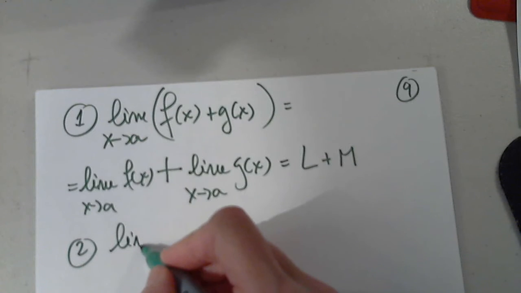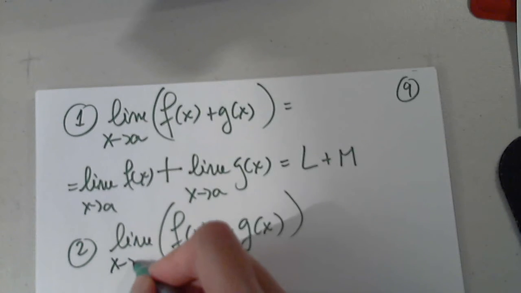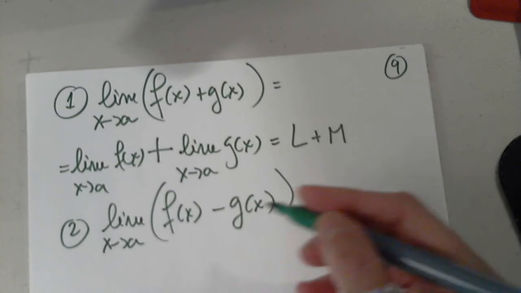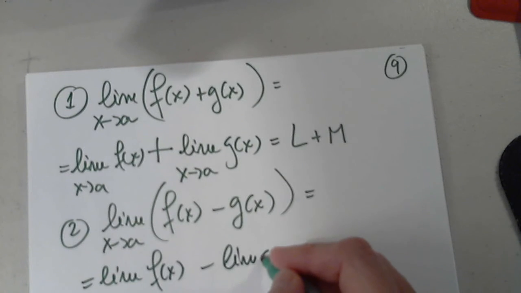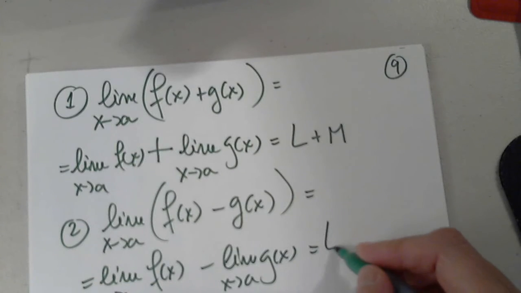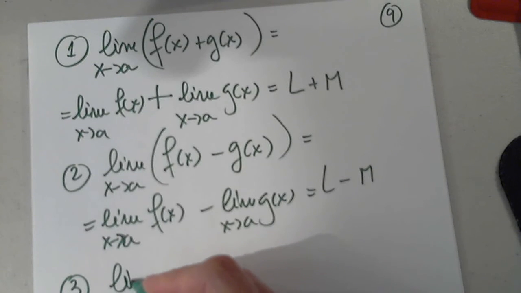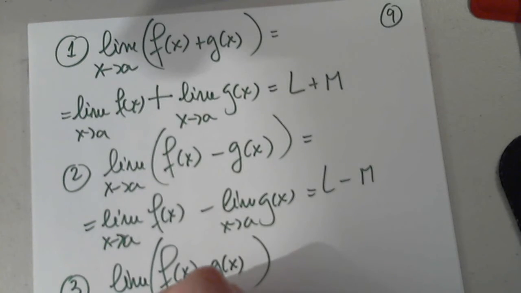Number 2, the limit of f of x minus g of x. Of course, the same thing. This is the limit of f of x minus the limit of g of x. Again, we are not distributing the limit operator. It looks like it, but we're not. Number 3, the limit of f of x times g of x as x approaches a. What do you think this will equal to?